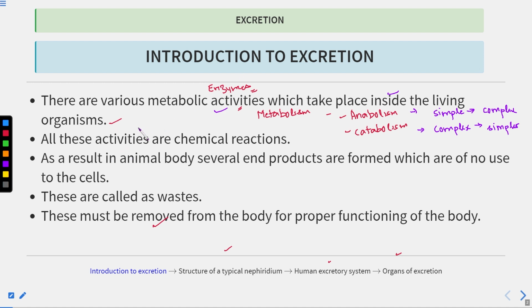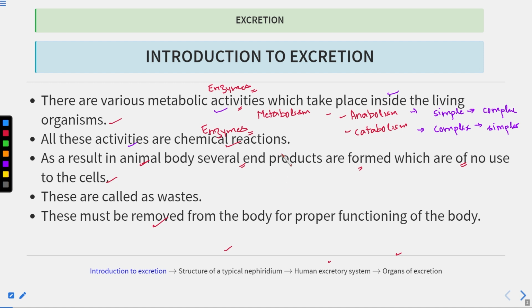All these metabolic activities are called chemical reactions. Why are they called chemical reactions? Because, as I have told you earlier, they require enzymes. So these reactions are enzymatically controlled. That's why they are known as chemical reactions. In a chemical reaction, there are some substrates and they combine together to form the products. As a result, due to the metabolic activities in the animal body, several end products are formed which are of no use to the cells.